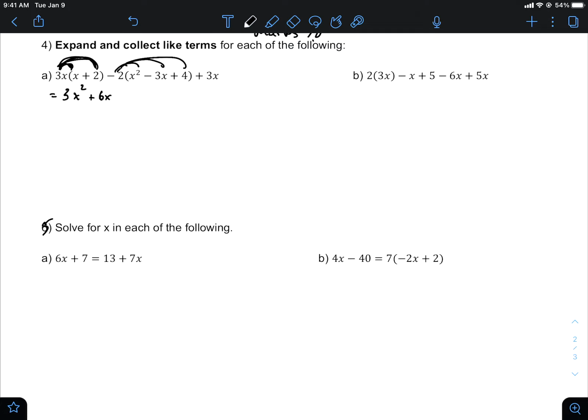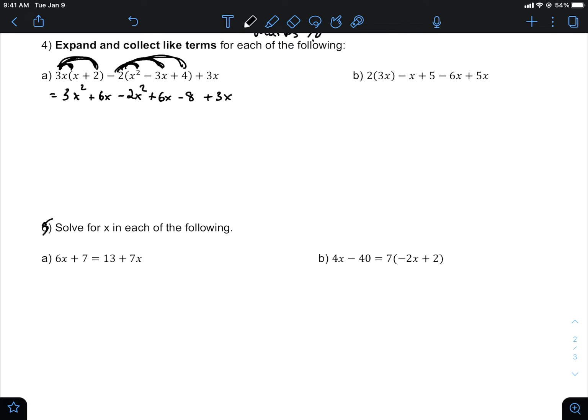So we're going to have minus 2 times x squared is going to be minus 2x squared. Minus 2 times negative 3x is going to be plus 6x. And negative 2 times positive 4 is going to be minus 8. And then there's nothing on the end. It's just this plus 3x, right? You don't have to do any expansion work. You just get to write plus 3x.